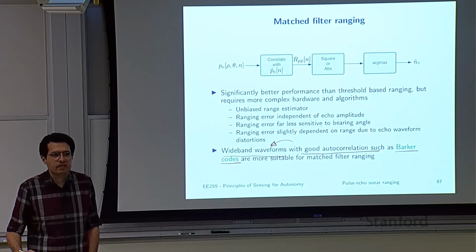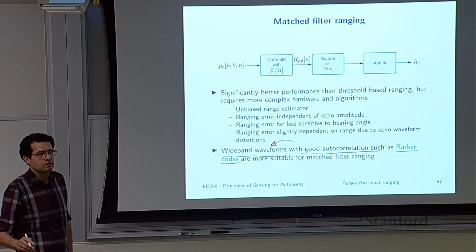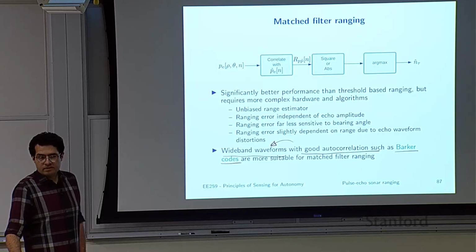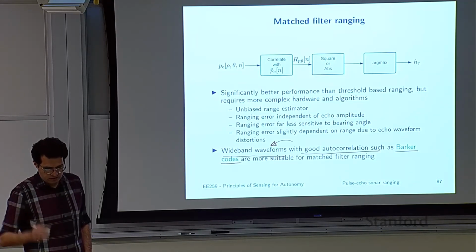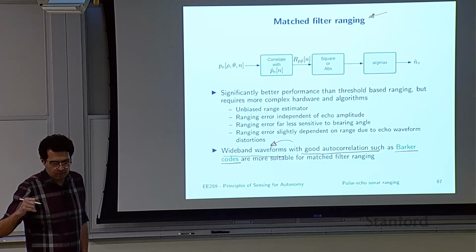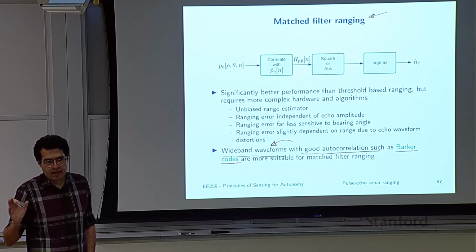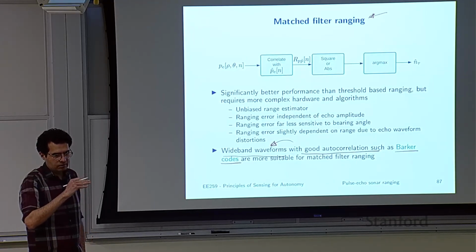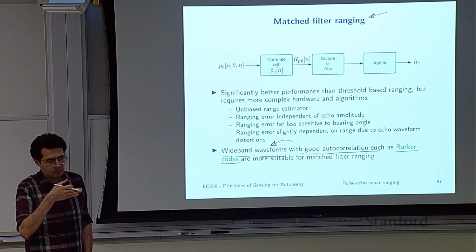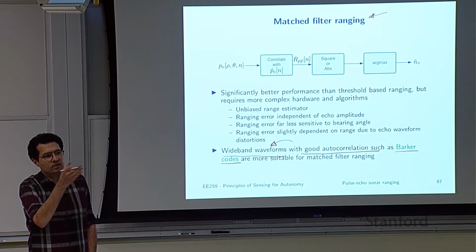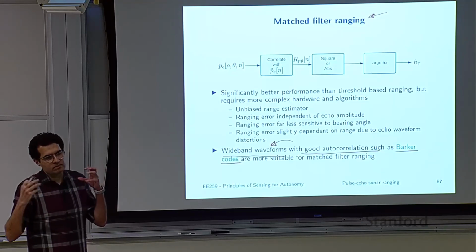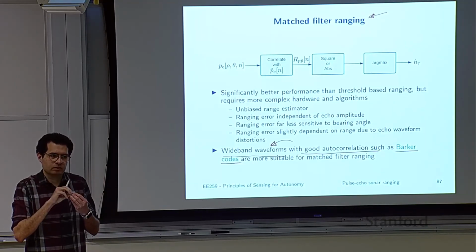Questions? Yes? Is this also affected by the angle? How is the performance affected by it? Not as bad as the thresholding. So the question is whether this technique, matched filter ranging, also degrades with angle of arrival. A little bit, but not as bad, not exponentially blowing up like the threshold based. The reason it degrades a little bit is because there is some distortion in the waveforms that is angle dependent. So at steep angles of arrival, the echo that you receive back has some distortion in the waveform, and that degrades the quality of the correlation.